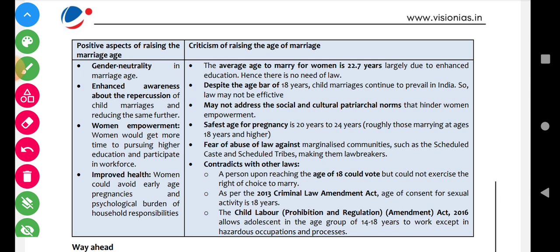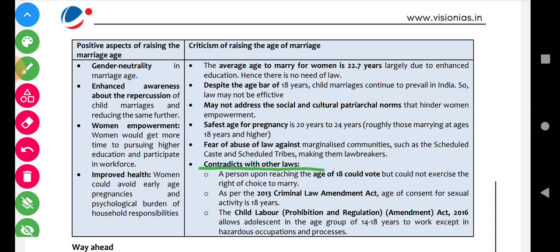Despite the age bar of 18 years, child marriages continue to prevail in India, and this is a reality. It may not address the social and cultural patriarchal norms that hinder women's empowerment. The safest age for pregnancy is roughly 20 to 24 years, for those marrying at the age of 18 years and higher. Fear of abuse of the law against marginalized communities such as the Scheduled Castes and Scheduled Tribes, making them lawbreakers.